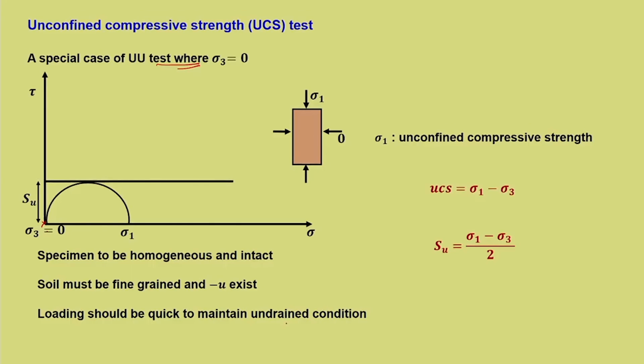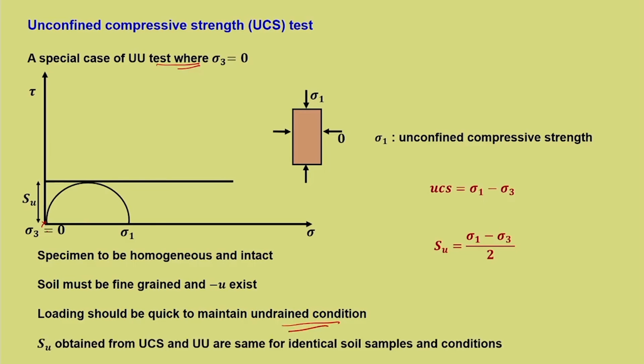So, UCS is applicable for these situations. Loading should be quick to maintain undrained condition, because this is considered to be an undrained test. So, SU obtained from UCS and UU are same for identical soil samples and conditions. There are cases where you may not get identical test results of UCS and UU depending upon specific conditions, but in practice, in general, we always consider UCS test and UU test for the same initial state of the sample will be more or less identical.